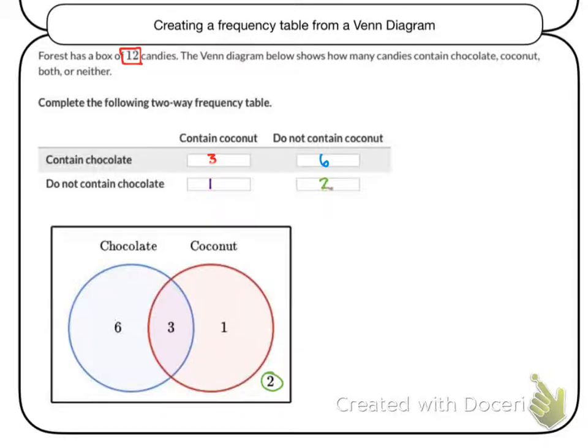coconut or chocolate. And just to do a quick count, 3 plus 6 is 9. So the total here is 9. 2 plus 1 is 3. So overall total is 12, right? And then let's do the total over here too. 3 plus 1 is 4. 6 plus 2 is 8. And just to confirm, 4 plus 8 is 12. 9 plus 3 is 12. So our chart makes sense.